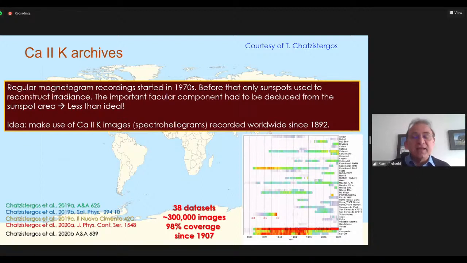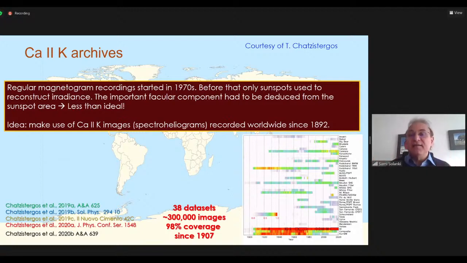And that's not ideal at all, because we know that the long-term changes in irradiance are due to the bright component, due to the network, due to faculae. And you have to deduce them somehow using the sunspots. And you can only do that by assuming that earlier cycles behaved the same like recent cycles, and there's absolutely no guarantee that that was the case.